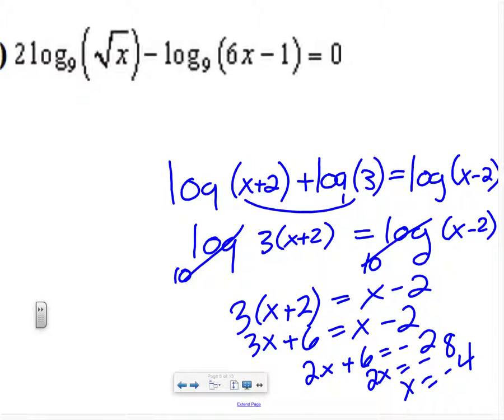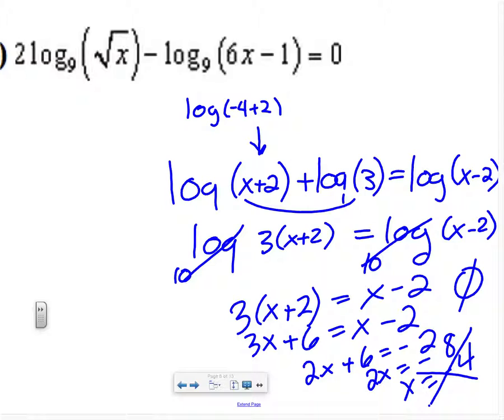Now, here's the catch, especially with a log on each side. Plug it back into what you started with, and you see the problem? I get the log of negative 2. That should cause you to go, oh no, that's not a solution. Even though I got a solution, it's extraneous. So negative 4 is not a solution since you can't take the log of a negative number. Therefore you have no solution.